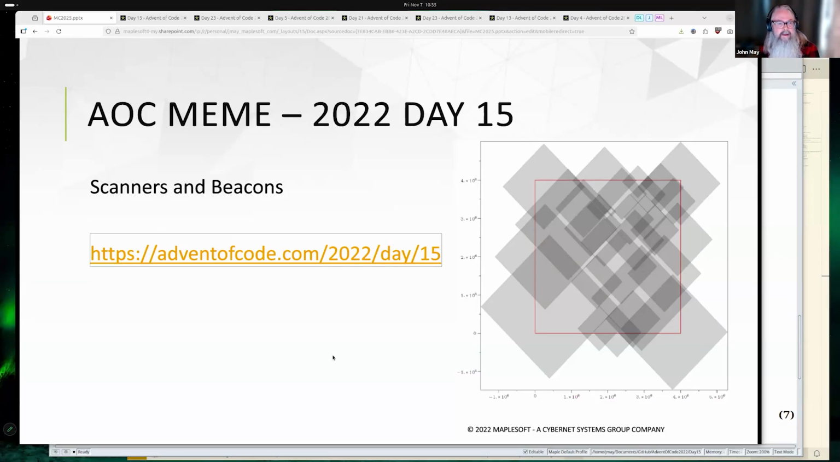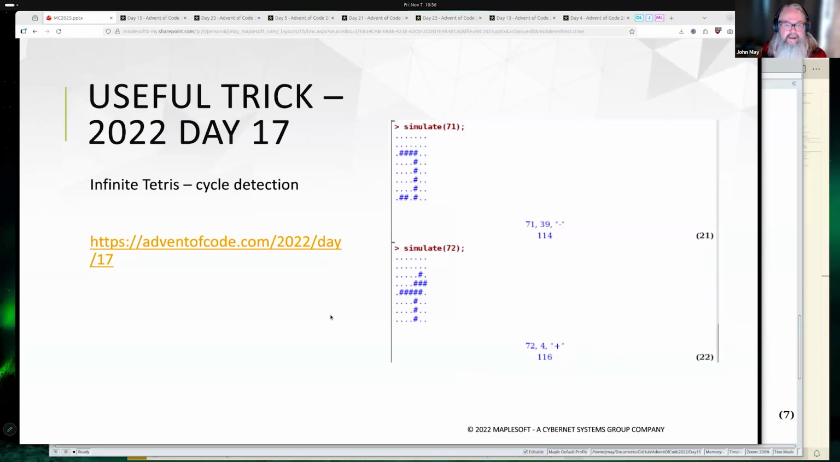All right, I have 5 minutes left. I'm not going to dig into this problem. This was a super fun problem though. You basically had infinite Tetris. You had infinite Tetris blocks coming down into a well, and the first part asks you to find out how deep the well gets after 2,000 days, or 2,000 pieces drop.